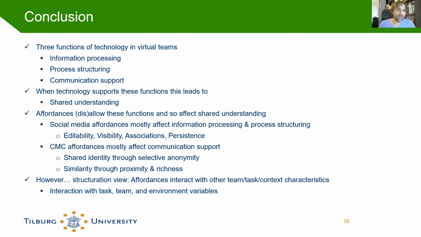And if you look at social media affordances, they can really affect the creation of this shared understanding. Social media is really useful to affect information processing and process structuring. It's very easy to share information. It's very easy to vote and like and rank things via social media. And computer-mediated communication, so social presence, reduced nonverbal cues, etc., really affect communication in a team. They affect the extent to which people feel like they're in the same team, to which people trust each other, etc.